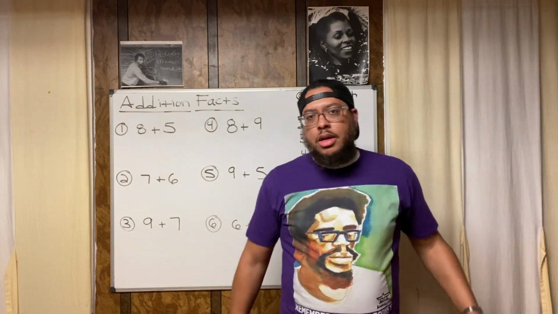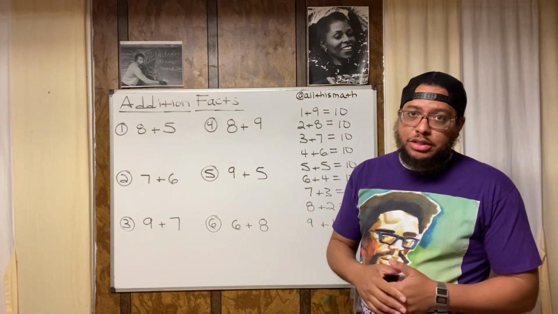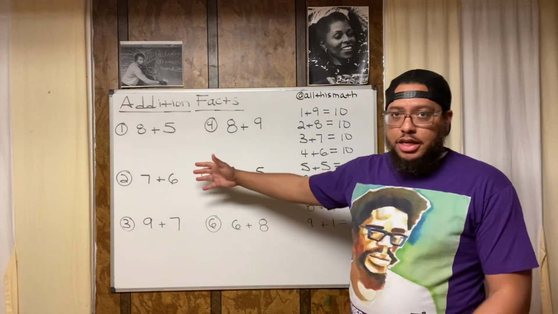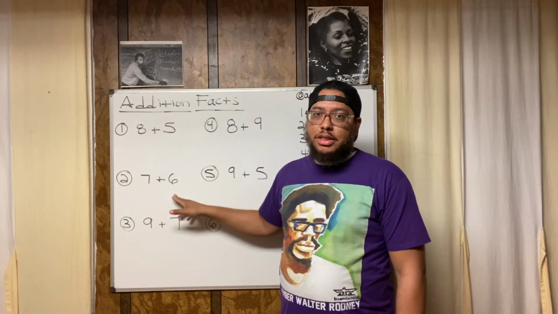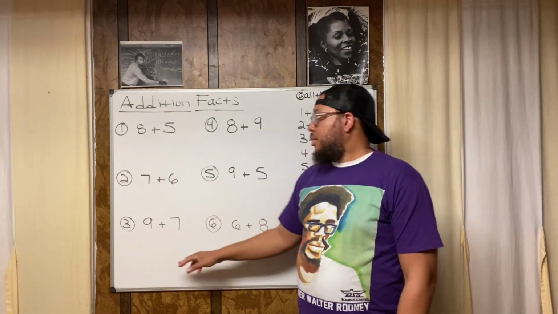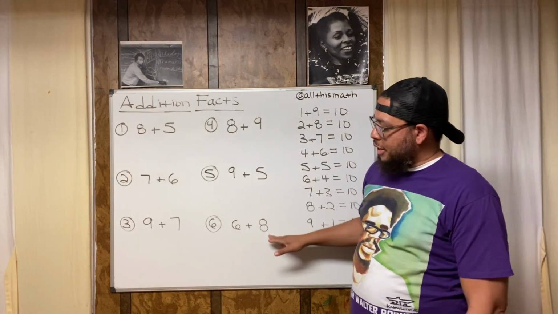All right, now let's get into the math lesson. So we're going to talk about some addition facts. All right, you see we have 6 examples up here. The first example is 8 plus 5. Then we have 7 plus 6. Then we have 9 plus 7. Then we have 8 plus 9. Then we have 9 plus 5. We have 6 plus 8.